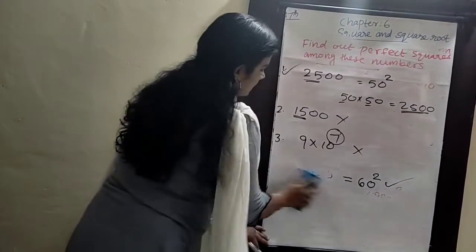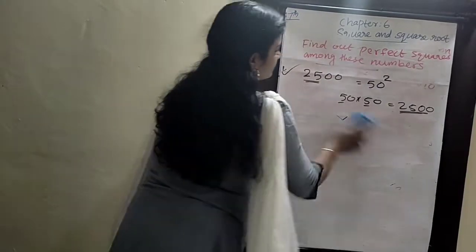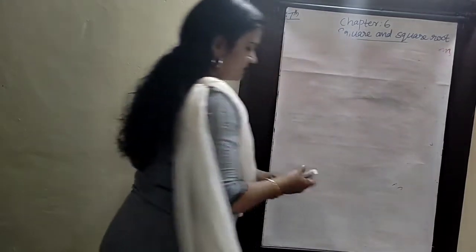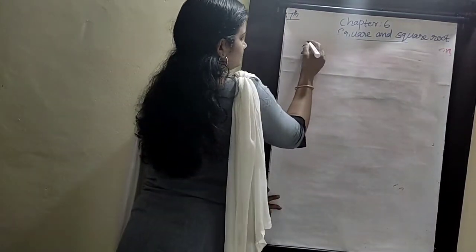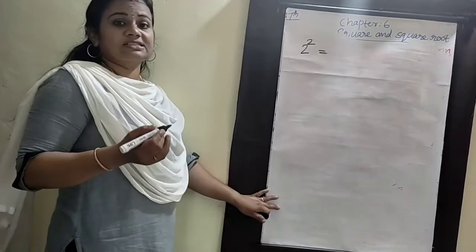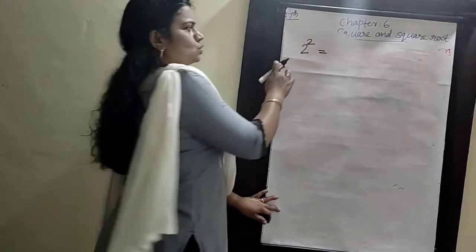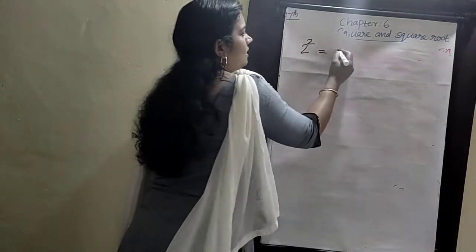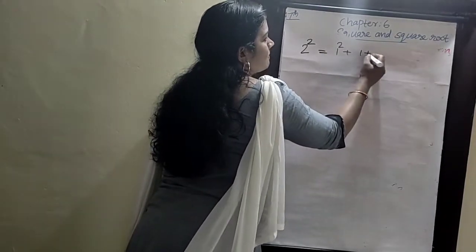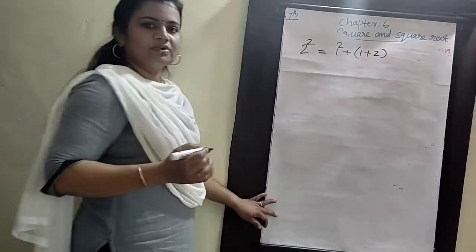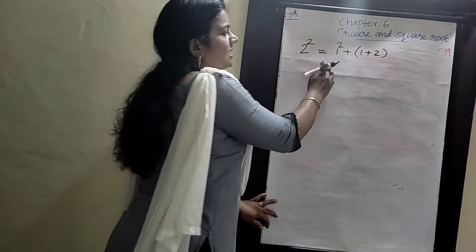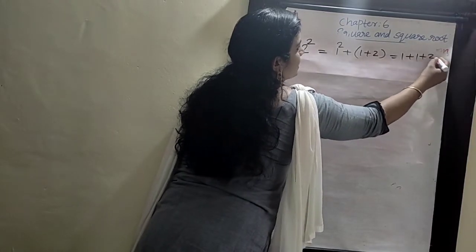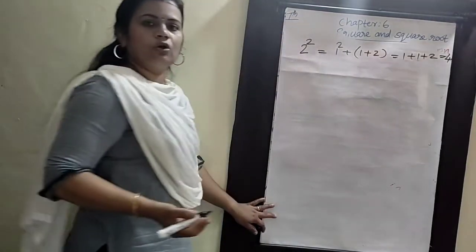Okay, children. Next we will write the next squares. Next topic is next squares. How to write this? Some examples are given. 2 squared. How to write 2 squared? Just write the number before 2, which is 1: 1 squared plus 1 plus 2. Then 2 squared we can write in another way: 1 squared is 1, 1 plus 1 plus 2. What is the answer? 4. 2 squared is equal to 4.